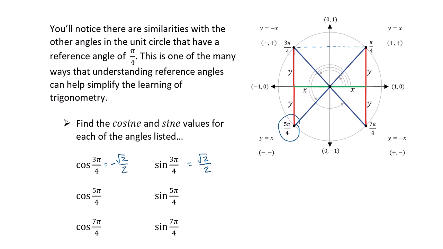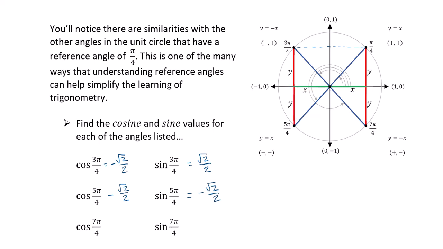But we had to move to the left. So that means that I have a negative square root of 2 over 2 for my cosine. Also, this height is the same as this height, and this height is also the same as this height. It's just that we had to go underneath the x-axis to get there. That means that our sine is going to be a negative square root of 2 over 2.